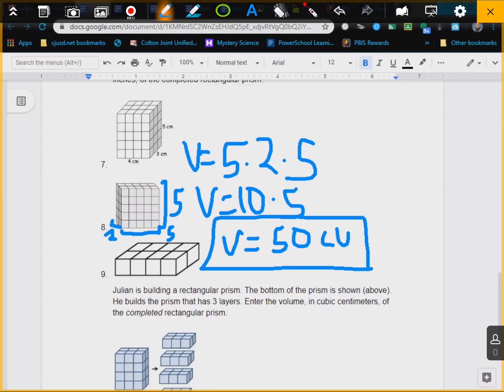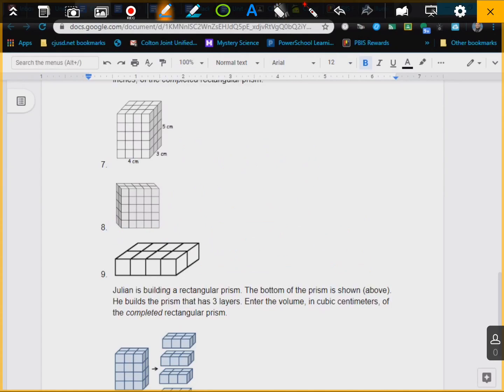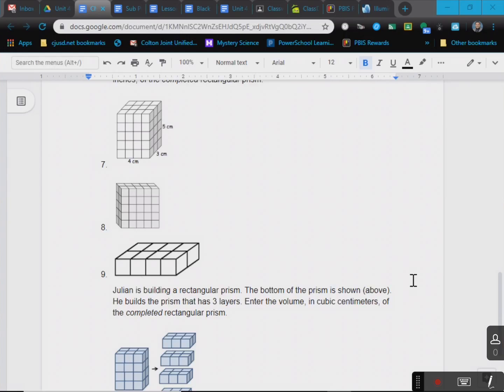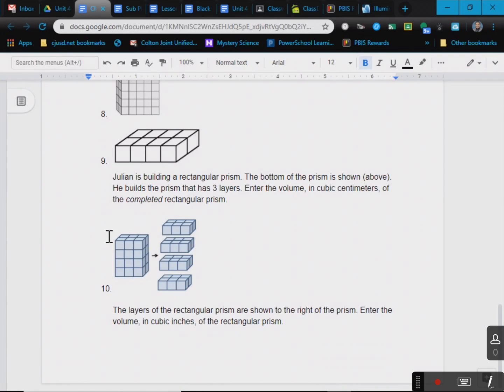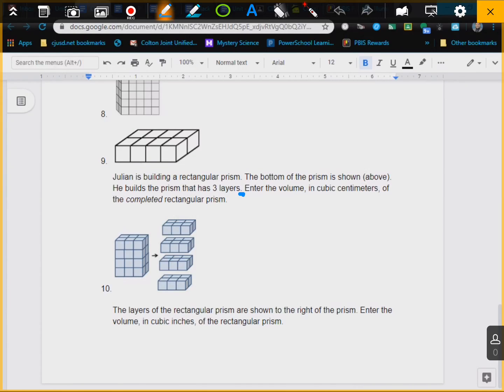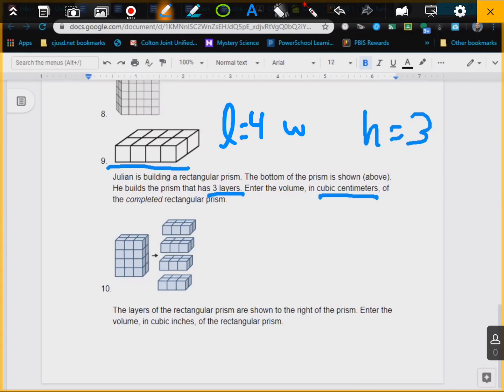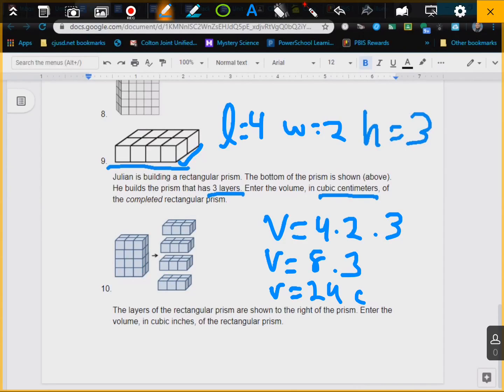Number 9 says that Julian is building a rectangular prism. The bottom of the prism, which is this one right here, is shown, and it has 3 layers. I'm going to underline that. It also says to enter the volume in cubic centimeters, so I'm going to underline that too. So it tells me that the height is 3 because there's 3 layers. The length from here to here is going to be 4, and the width from here to here is going to be 2. So my volume is 4 times 2 times 3. 4 times 2 is 8. 8 times 3 is going to be 24 centimeters cubed.